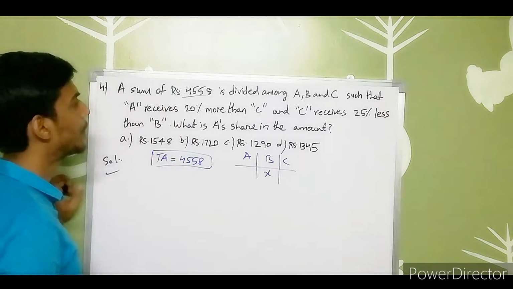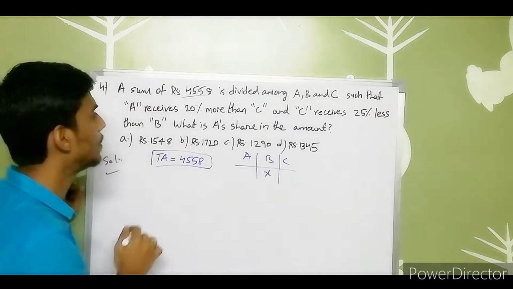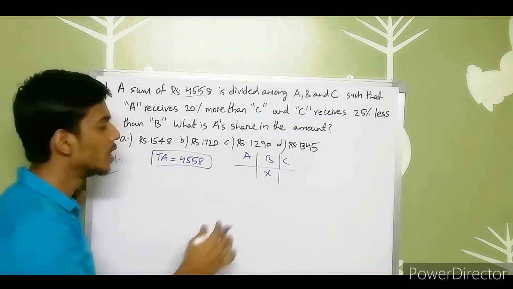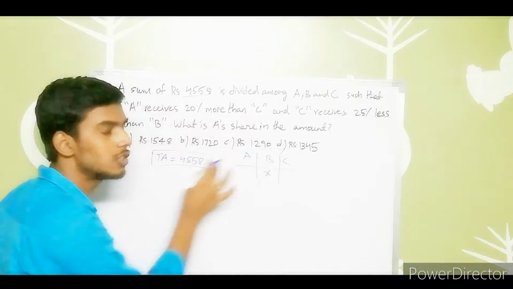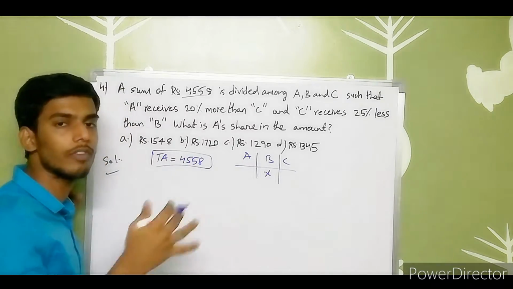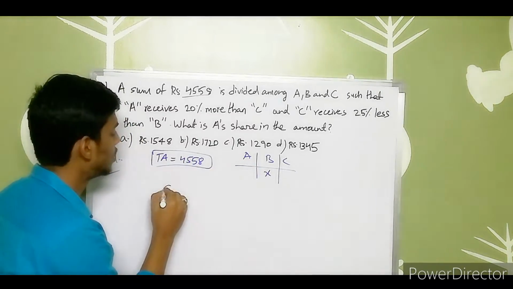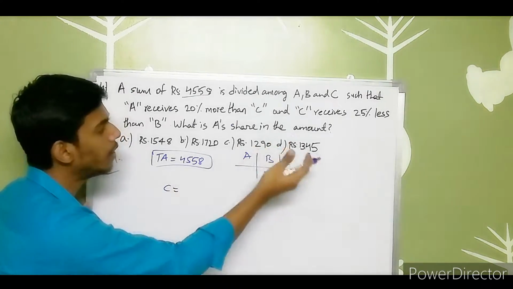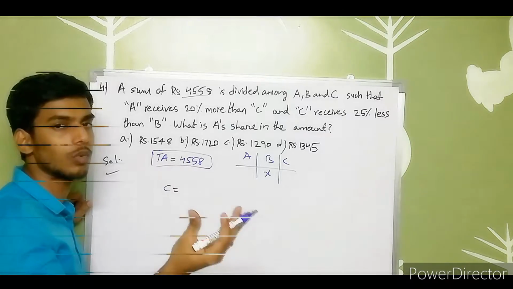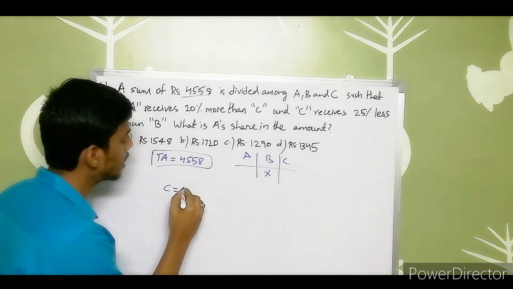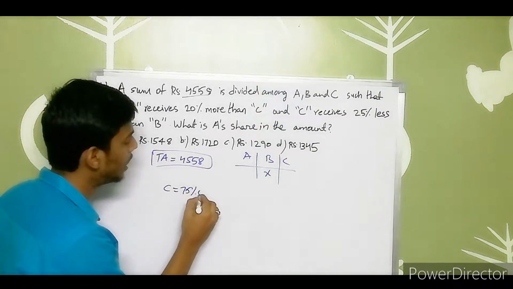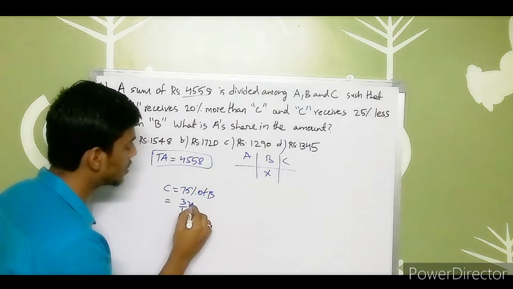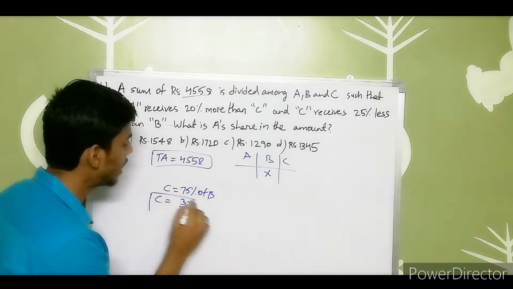Then C receives 25% less than B. If B is X, then C receives 75% of it, because 25% less than B means he will get 75% out of 100%. That is 75% of B. 75% is nothing but 3 by 4 of B, which is X. So C equals 3x by 4.